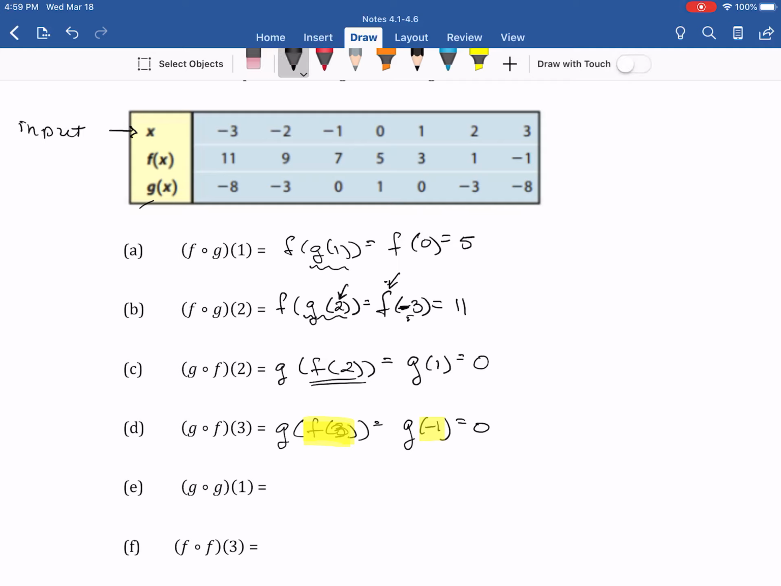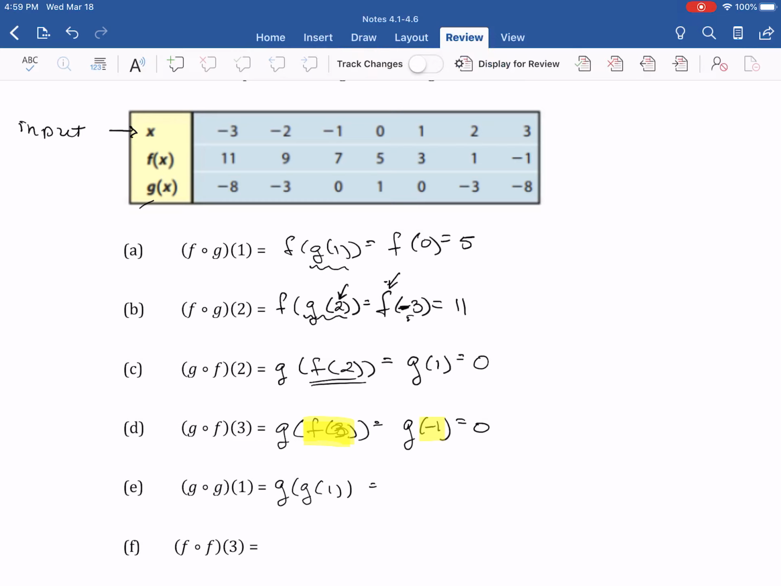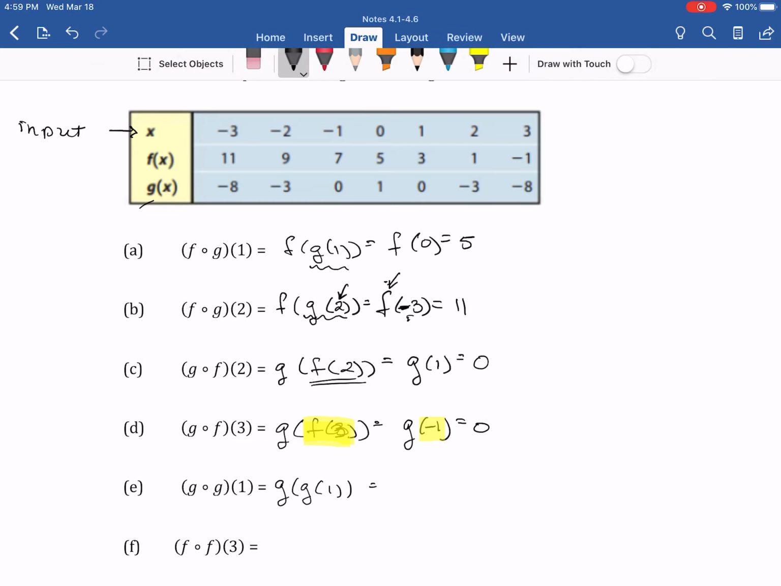Example E, g of g of 1. All right, g of g of 1, here's where we start. G of 1 means I want to put the value 1 into the function g. You get the answer equal to 0. Right, so this is what g of 1 is. That 0 answer now goes back into g once again. 0 goes back into g, and now the answer is 1.